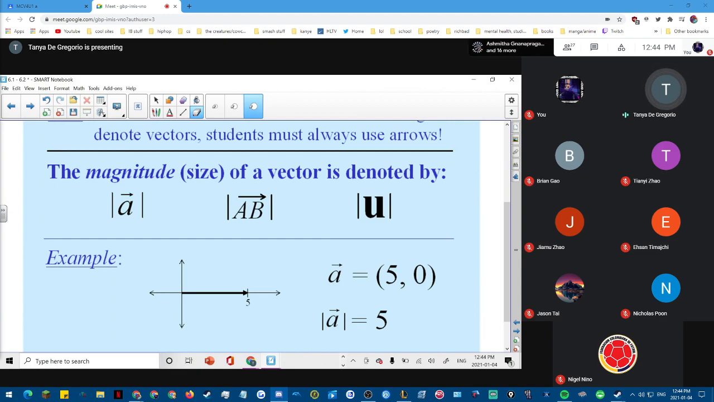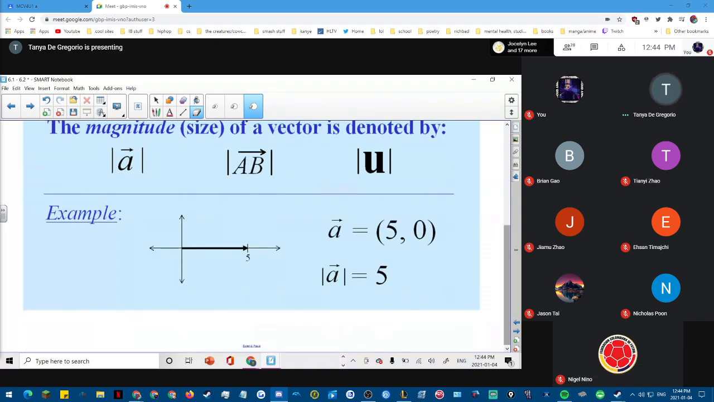That means we want to know the length of that vector. And then here we have the absolute value of that bolded vector U. And again, we just want to know the absolute value of it, the size of it, the length of it. So for example, if I have vector A and its components are 5, 0, well, that means that I've moved 5 units on your x-axis, no units on the y-axis, and so this is my vector A. When I'm talking about magnitude, the magnitude or the length of this vector would be 5 units. Are there any questions? Okay, good.